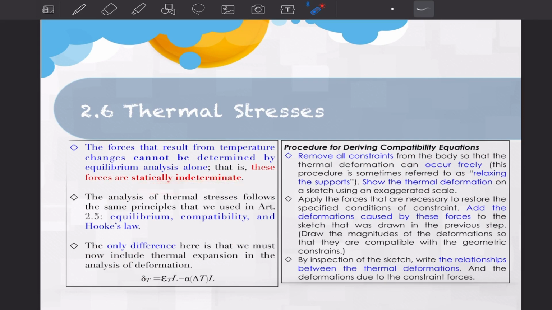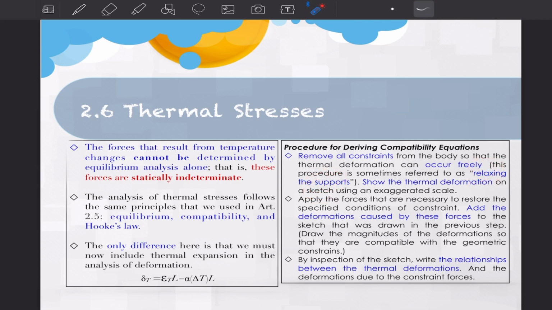The analysis of thermal stresses follows the same principle. So, katong sa equilibrium, compatibility, sa Hooke's law, mao gyapon siya ang gina-follow. The difference here is that i-include na nimo iyahang thermal expansion sa pag-analyze sa iyang deformation. The procedure for deriving compatibility equation first is to remove all constraints from the body and let thermal deformation occur freely. So this is also known as relaxing of the supports.